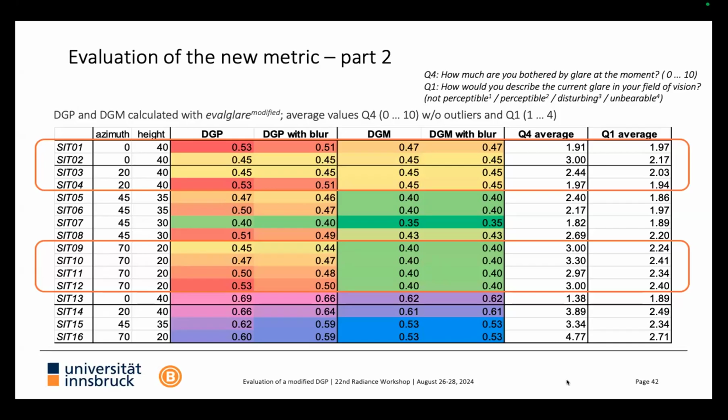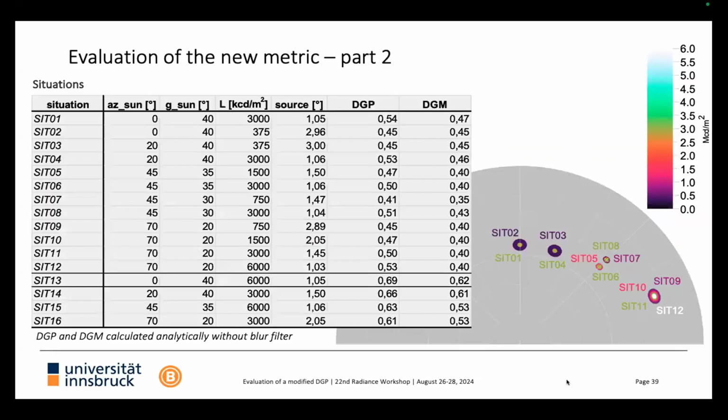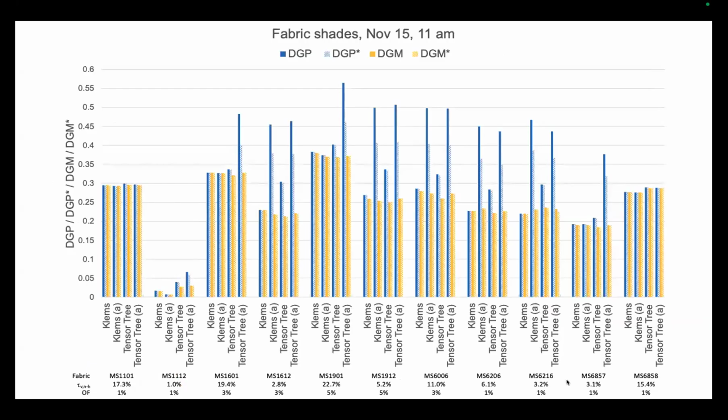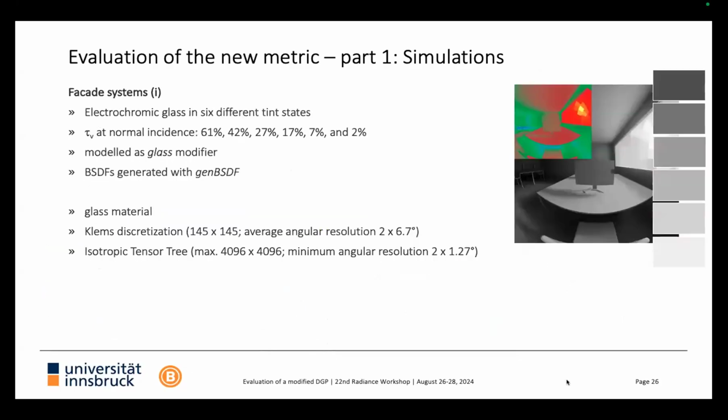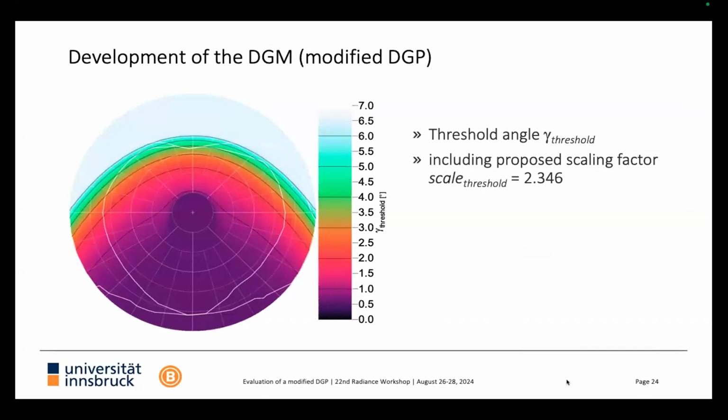We do the same disk replacement here. So we don't do the same size everywhere. This is the threshold angle that is also defining, if the glare source is in that area, we replace it with this size.